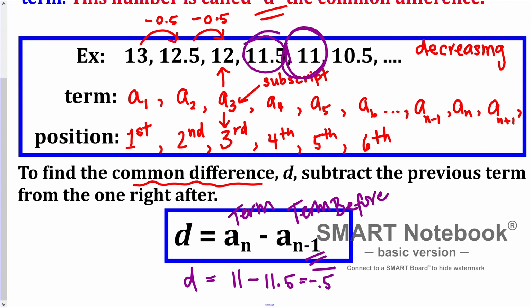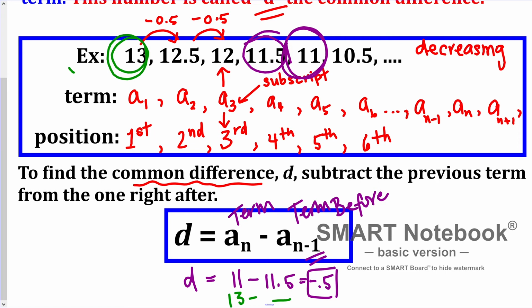Okay? Now, if I'm going to take a term and subtract the one before it, that means when I'm making this calculation, I cannot choose the first one, right? Because look, if I choose the first one, 13 minus what? I don't know. We don't know what was before 13. We would have to figure that out.